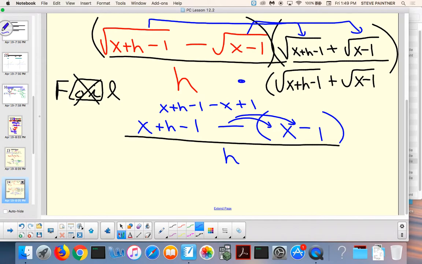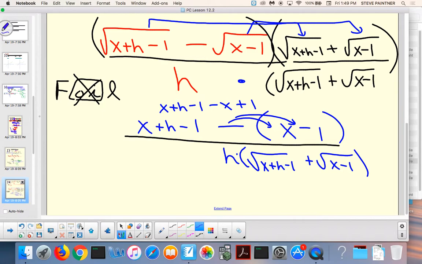Did I mention this yesterday? Just leave it like that. You don't want to multiply through because you want multiplication to cancel with multiplication. Just write it down. It is h times the root of x plus h minus 1, plus root x minus 1.